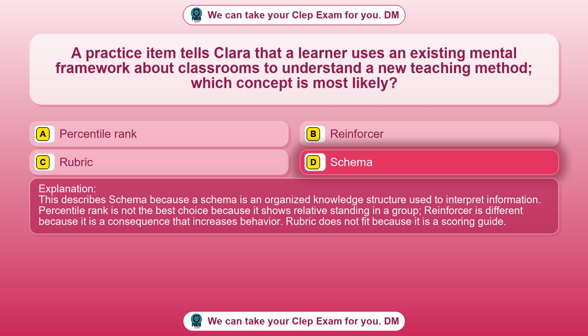This describes schema because a schema is an organized knowledge structure used to interpret information. Percentile rank is not the best choice because it shows relative standing in a group. Reinforcer is different because it is a consequence that increases behavior. Rubric does not fit because it is a scoring guide.